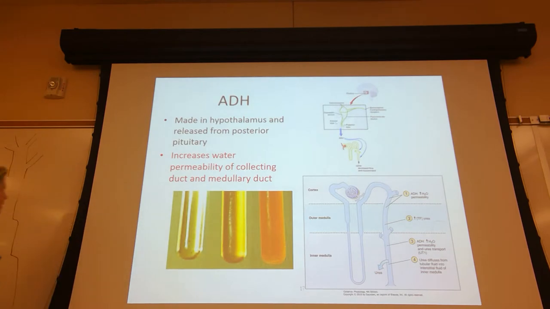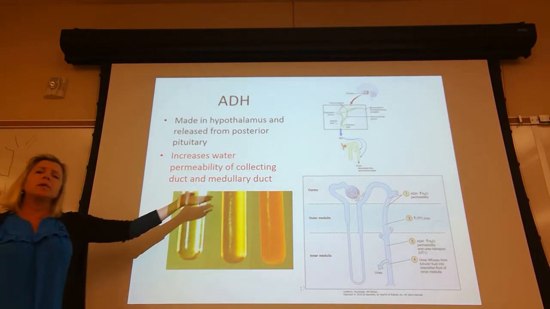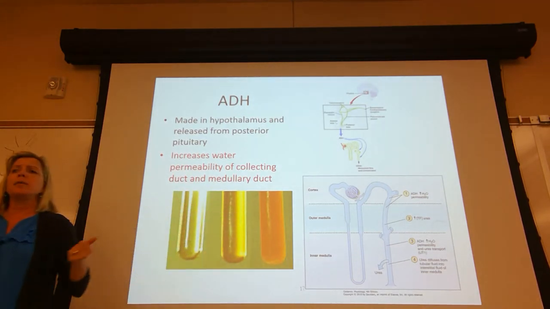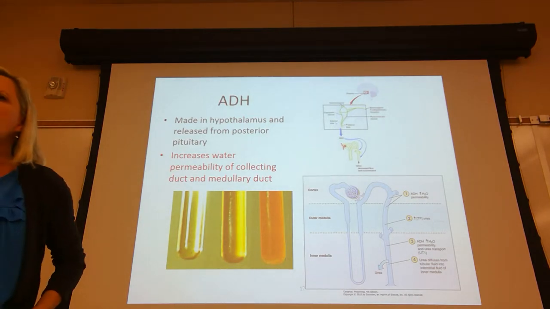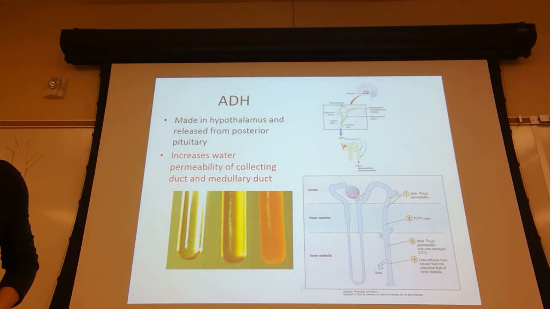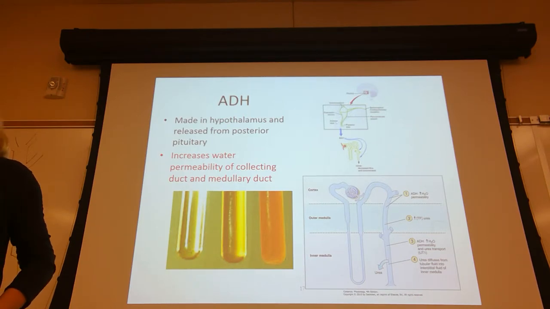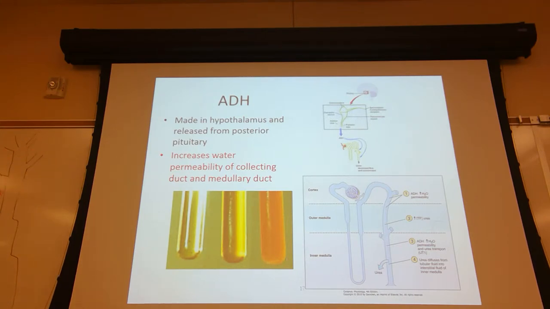So ADH targets your collecting ducts and your medullary ducts. They are typically not permeable to water, but when ADH is around, they are now permeable to water, and those ducts suck more water out of your filtrate, making your urine as concentrated and scant as it can. Again, obligatory water loss, you're obliged to lose a half a liter a day. So what would your urine look like if you're very dehydrated and your ADH levels are high, trying hard to save you from death?